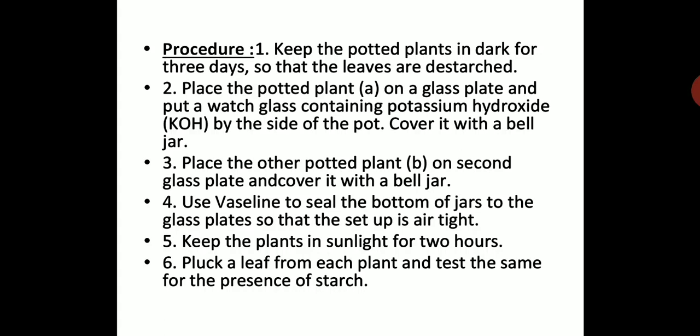Then place the potted plant A on a glass plate and put a watch glass containing potassium hydroxide by the side of the pot. Cover it with a bell jar. So here you are using potassium hydroxide available in the lab. Place the other potted plant B on a second glass plate and cover it with a bell jar.